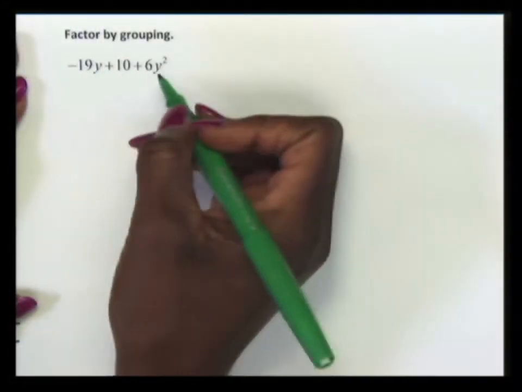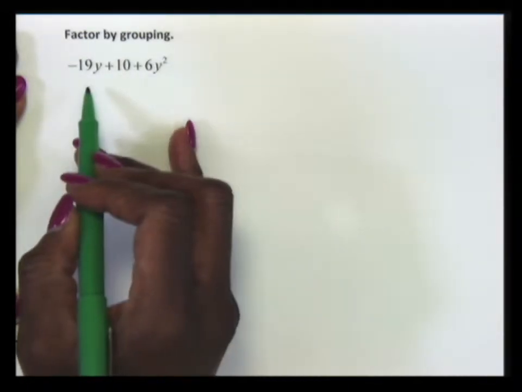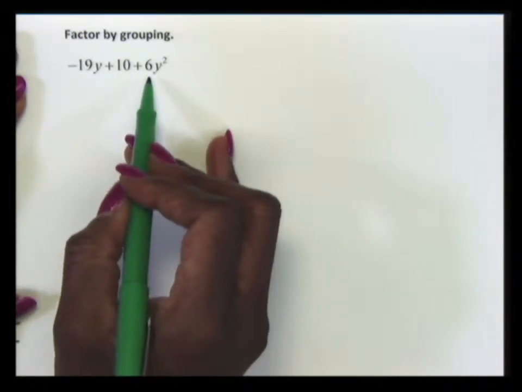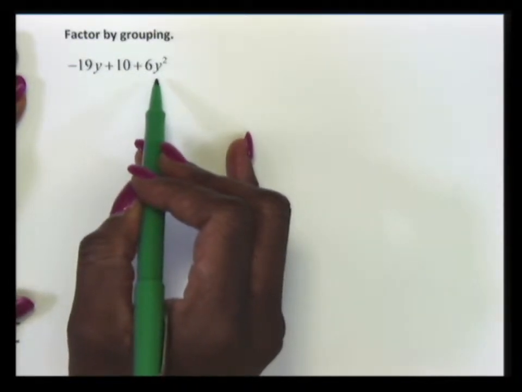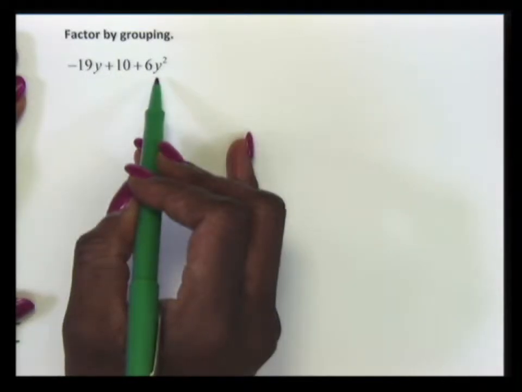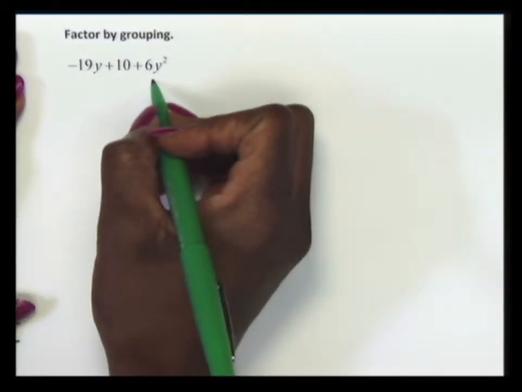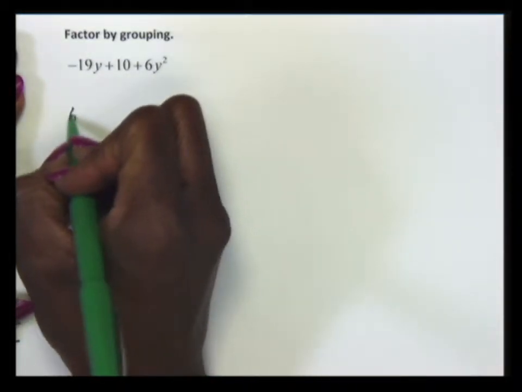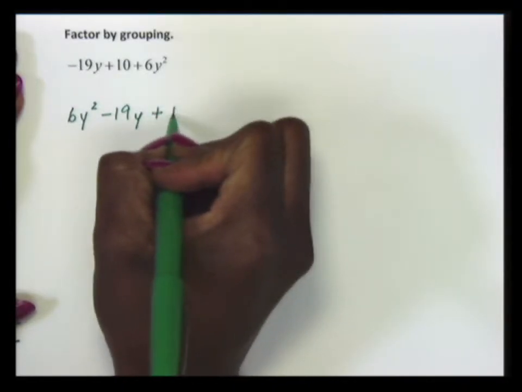Let's take a look at an example. In this example, we're asked to factor by grouping. When we first look at the expression, we have the negative 19y plus 10 plus 6y squared. Our exponents are not in descending order. So the first thing we have to do is rearrange our terms. The 6y squared will have to come to the front. We have 6y squared minus 19y plus 10.